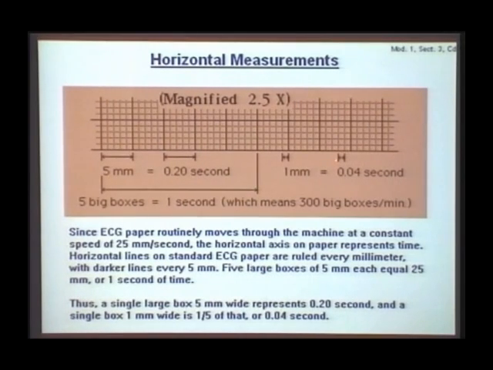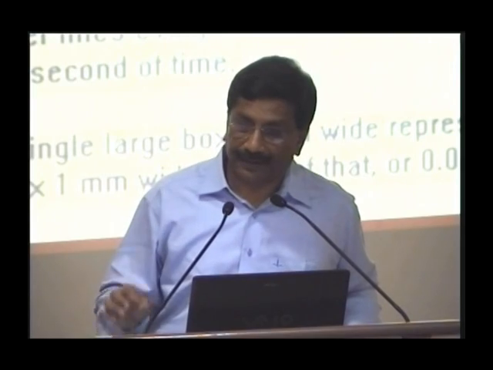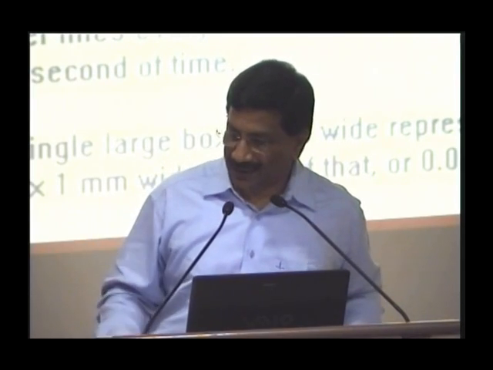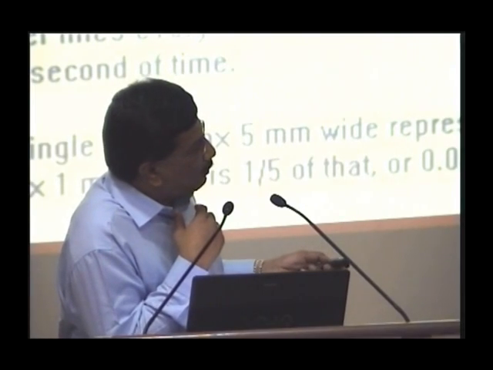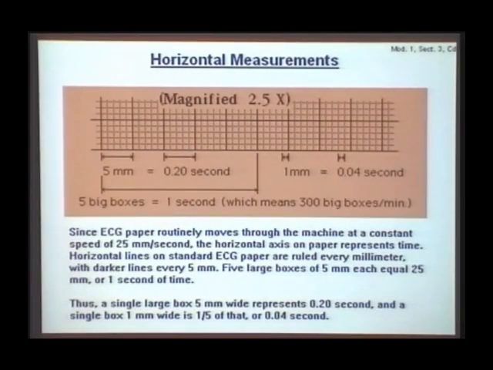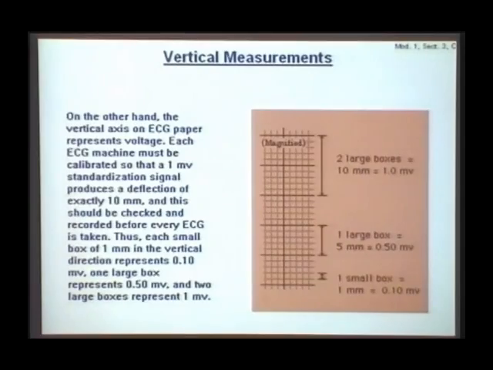Each one of my small squares horizontally represents 0.04 second. Horizontally I told you time. Time is in seconds. So, each one of my small squares horizontally is 0.04 second. So, what is the duration of my big square? 0.2 seconds. So, 5 into 0.04 is 0.2. So, duration of my big square is 0.2, duration of my small square is 0.04 when the ECG is recorded at 25 millimeters per second speed at 1 millivolt standardization.